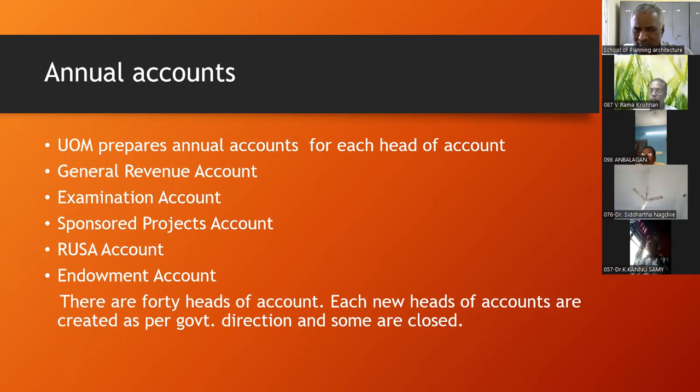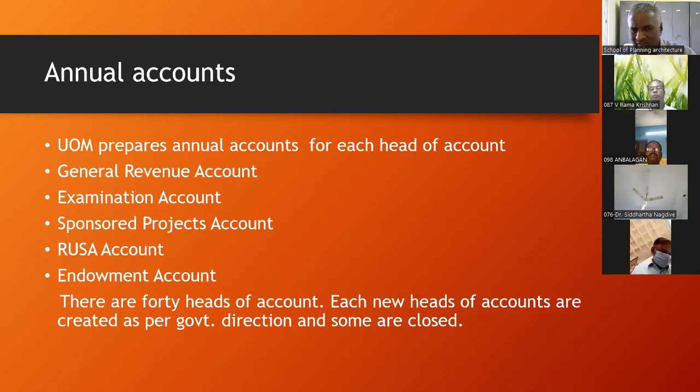The general revenue account is the account in which you put all receipts. The examination account is separate because you collect the examination fee separately. Sponsored project account means suppose a teacher or a professor writes a project to a sponsoring agency and gets a research project. That will be kept in a separate account. The RUSA account is the RUSA amount given by the MHRD. This is a separate account. For the endowment account, any donors who have given money for the university, there is a separate account.